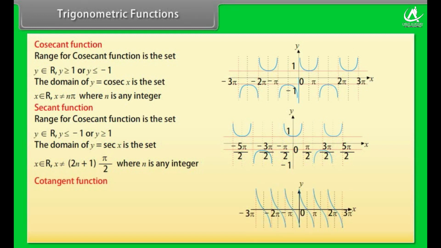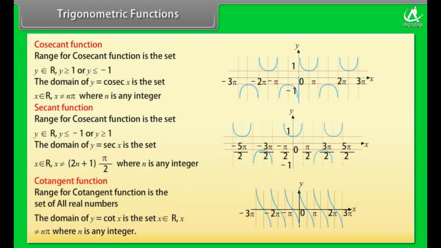Cotangent function. The range for the cotangent function is the set of all real numbers. The domain of y = cot x is the set: x belongs to real numbers, x not equal to nπ, where n is any integer.